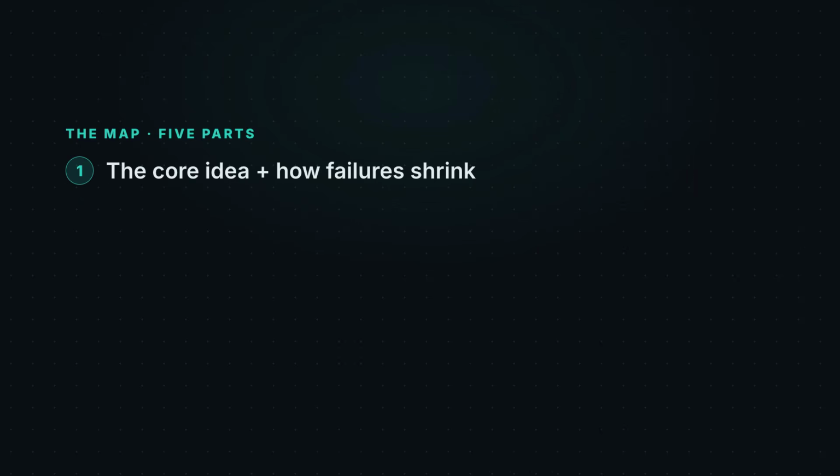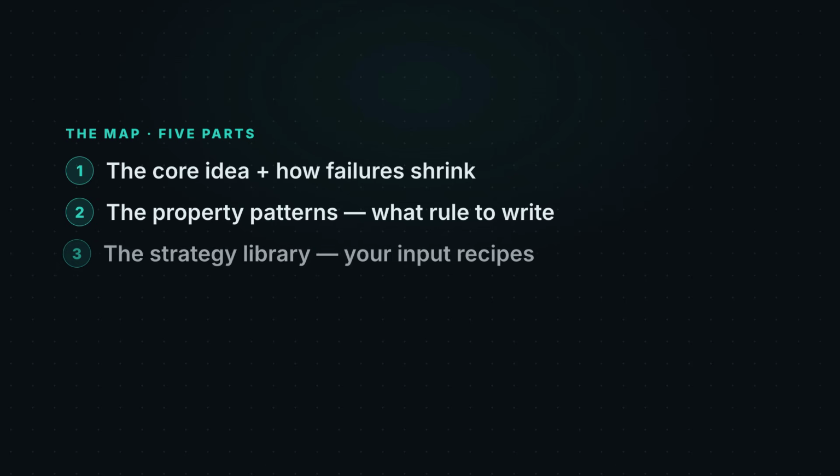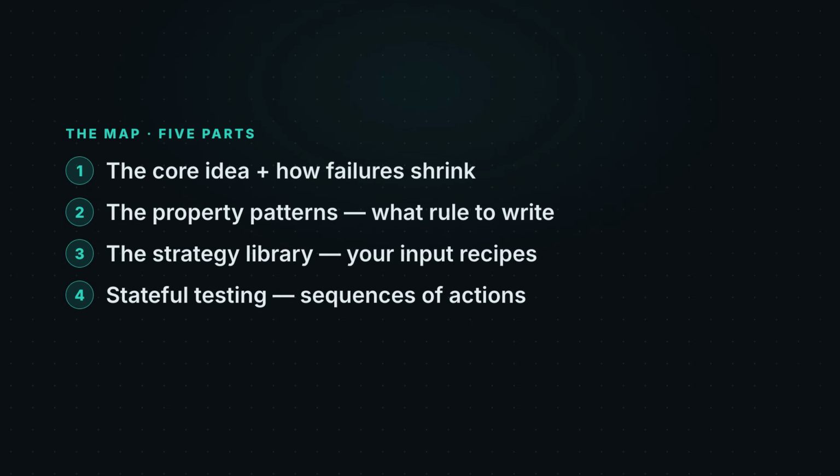Here's where we're headed. 5 parts. The core idea and how a failure shrinks down to something tiny. The property patterns, templates for what rule to write. The strategy library, your input recipes. Stateful testing for sequences of actions. And the expert controls: tuning, targeting, and running it in your pipeline.